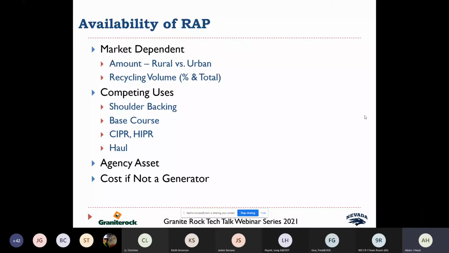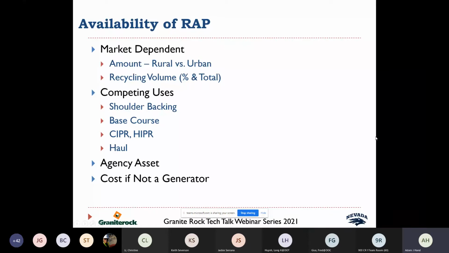Now, I touched on availability of supply and how important the market is. Also, the recycling volume and other uses. Sometimes there are competing uses. For example, some agencies say, we want our RAP. So when you generate millings on a job, you drop them off at our county yard and we use them. So it doesn't go back into hot mix asphalt. It can get used for shoulder backing, base course, and it could be used for cold in place recycle or full depth reclamation. So it could be lost to those uses also.